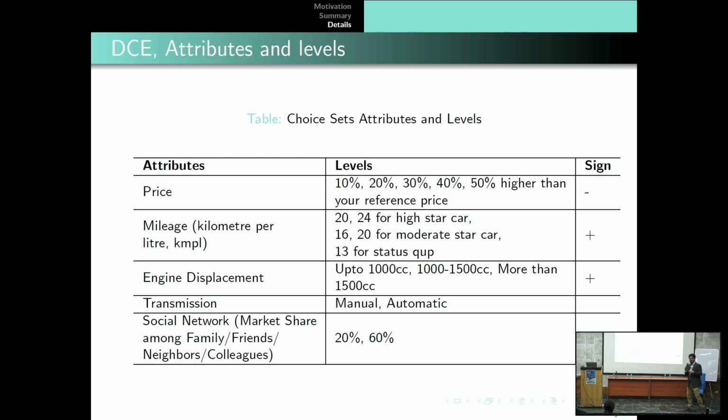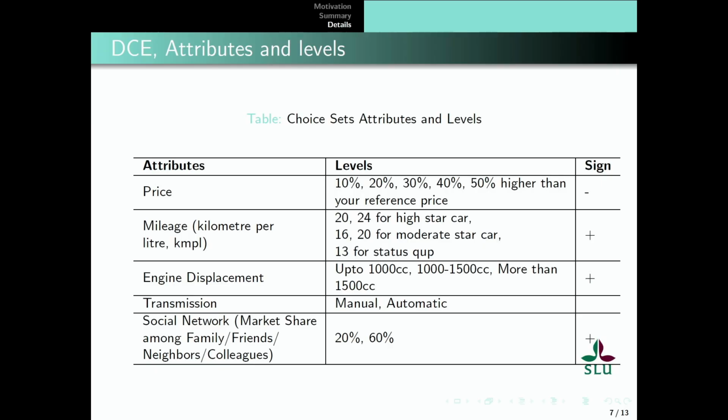Yes? Are we expecting that the respondents already know about these things like mileage, engine displacement? Are they fully aware of all these factors? Or do we need to make them understand all these things? What are the options available in the market?